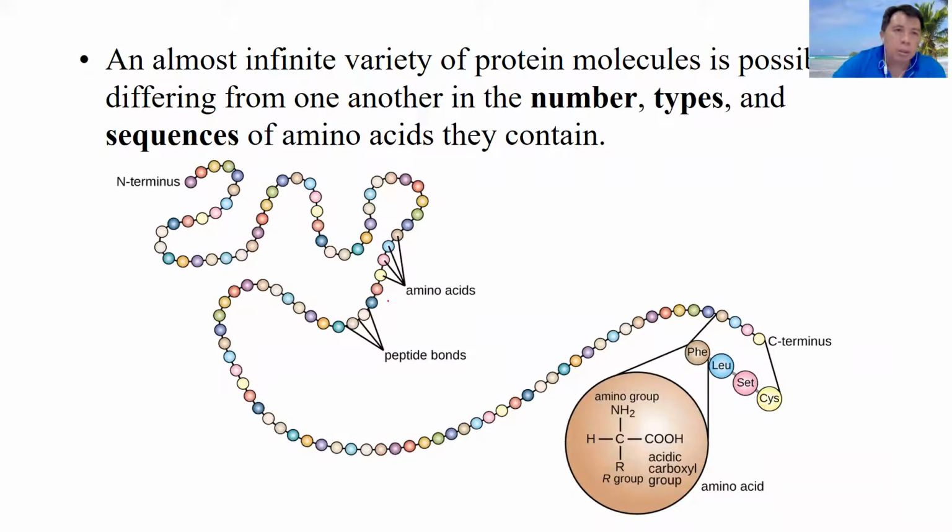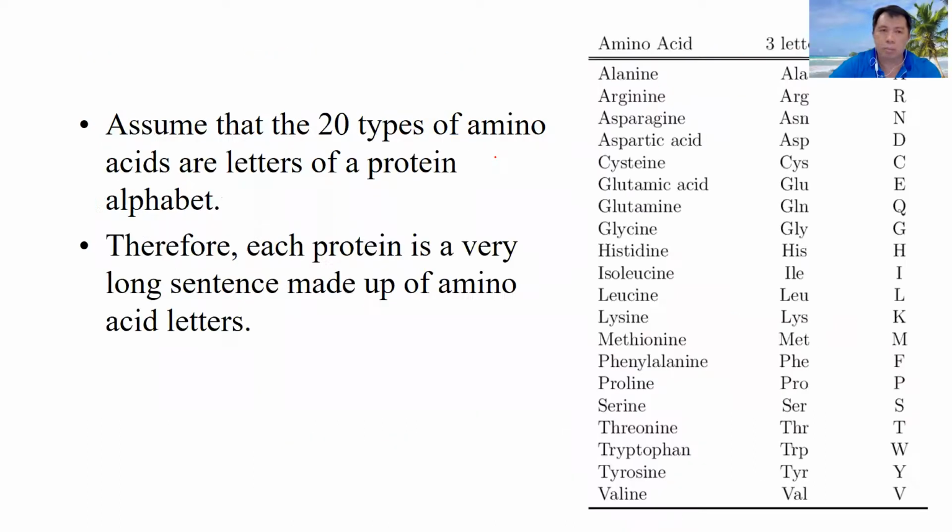An almost infinite variety of protein molecules is possible, differing from one another in the number of amino acids. So the different proteins are determined by the number of amino acids in the polypeptide chain, and also the types of amino acid used to form the polypeptide, and also the sequences of the different types of amino acid used to synthesize the polypeptide. This will determine the type of protein.